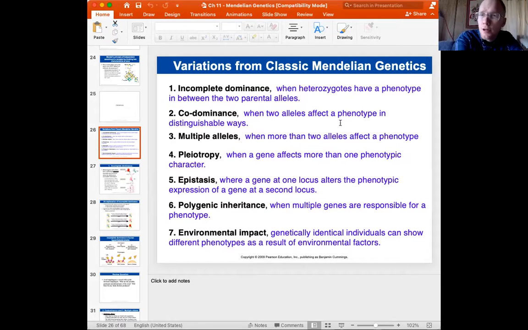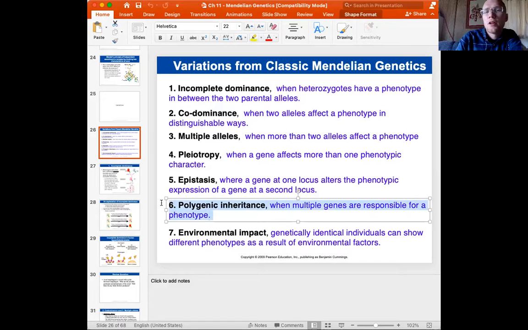And it turns out most human traits have the number 6, a very important exception, polygenic inheritance. And in fact, of all of these variations from classical Mendelian genetics, this is the one that the AP test really focuses on. They want you to know that in real life, many traits are not controlled by one gene. This is called polygenic inheritance.